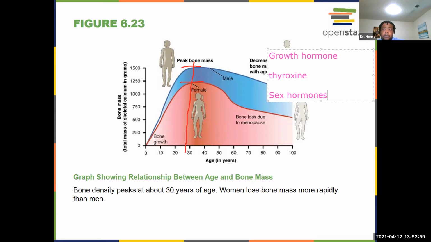And then for females, when they go through menopause, their hormone production drastically reduces that bone development as well. Okay, and what do you think a female going through menopause will result in? A drastic drop in bone loss?